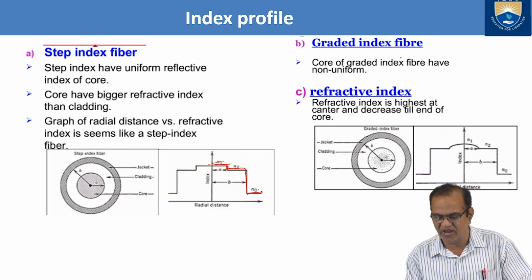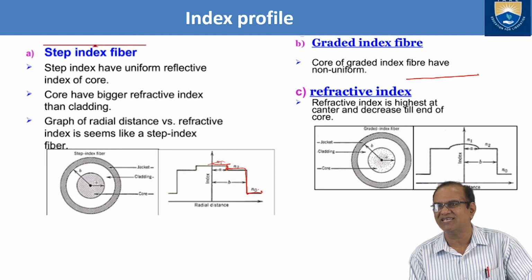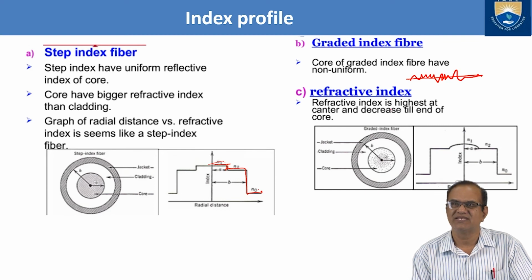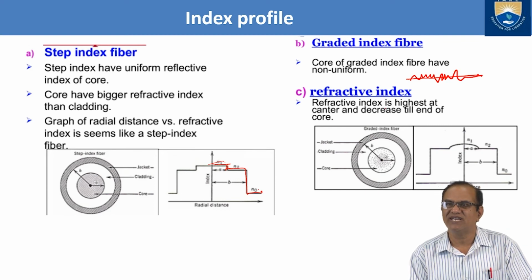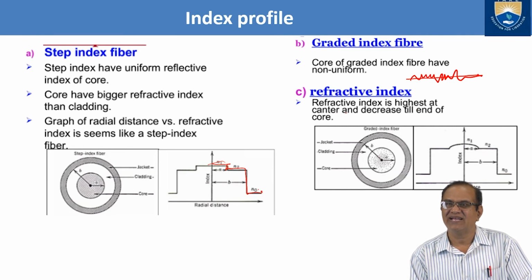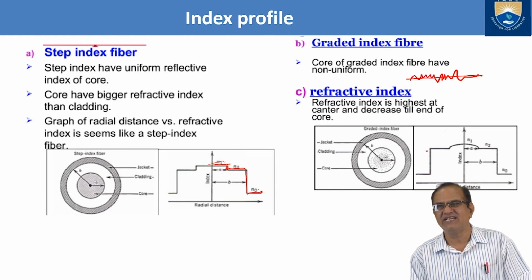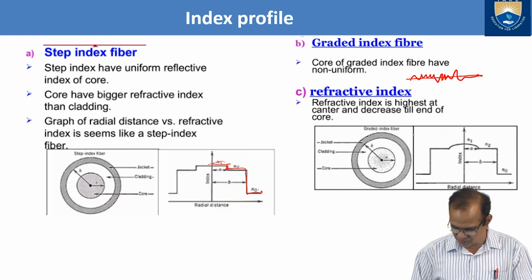Graded index fiber. Core of graded index fiber has a non-uniform refractive index. The core is not of the same type. It is not like this. It may have some non-uniform profile, like this. Refractive index is highest at the center and decreases till the end of the core. So the refractive index is high at the center, and at the end it is slowly reducing.